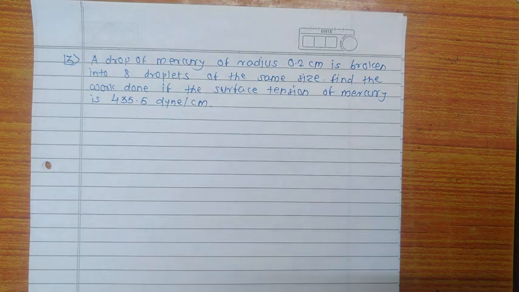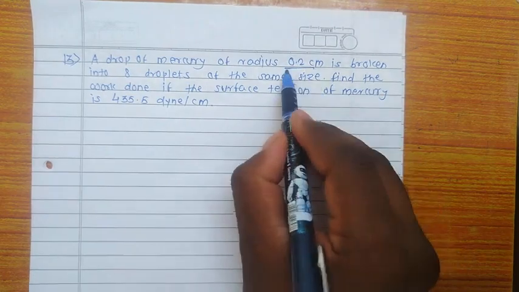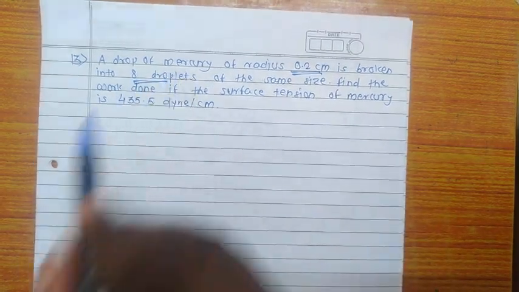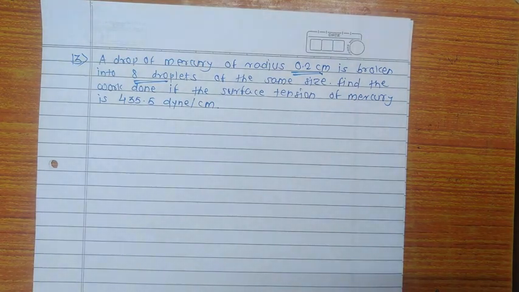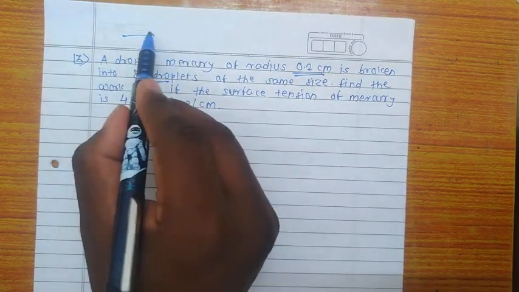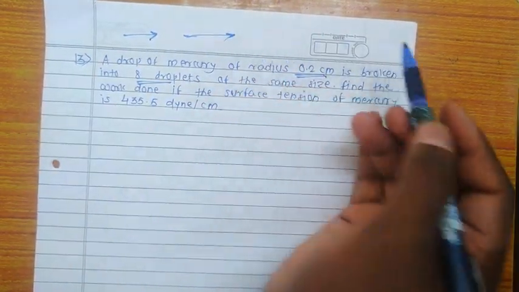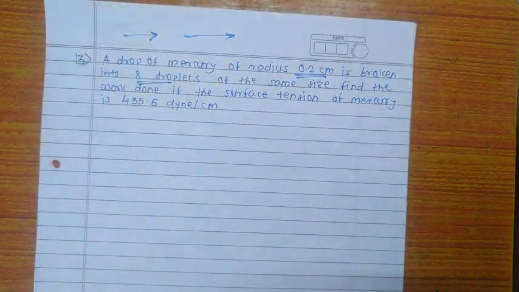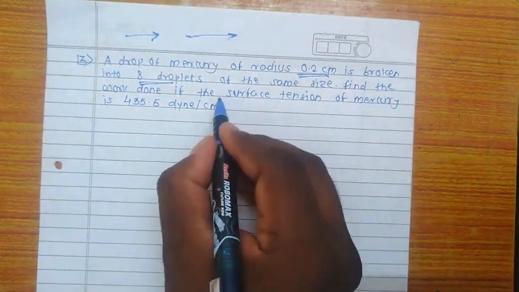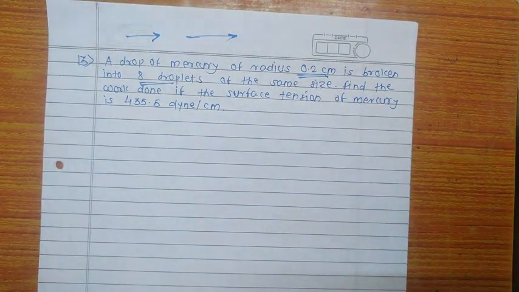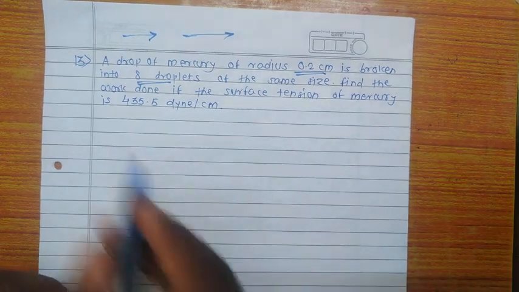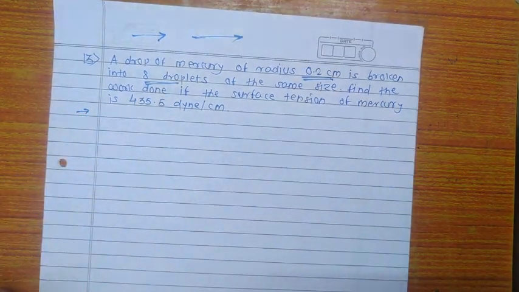It is given that a drop of mercury of radius 0.2 centimeter is broken into 8 droplets. पीछे जो हमने क्वेश्चन देखा था उसमें 27 ड्रॉपलेट का एक सिंगल ड्रॉप बन रहा है, लेकिन इस क्वेश्चन में क्या दिया है, एक सिंगल मर्क्यूरी का जो ड्रॉप है वो ब्रोकन इनटू 8 ड्रॉपलेट्स हो रहा है. And we have to find the work done. If the surface tension of mercury is 435.5 dyne per centimeter.